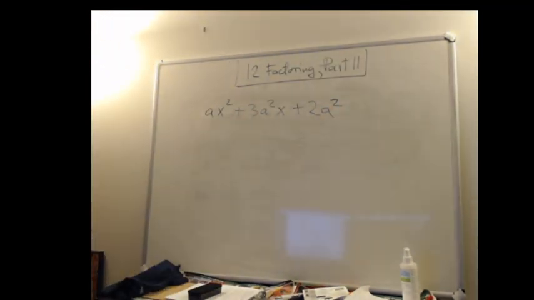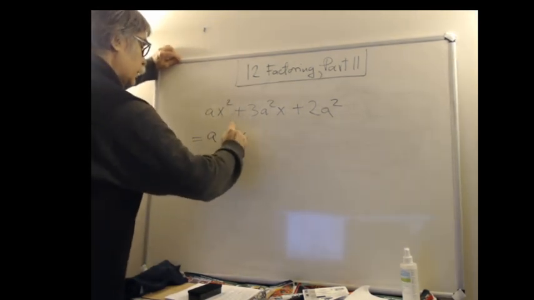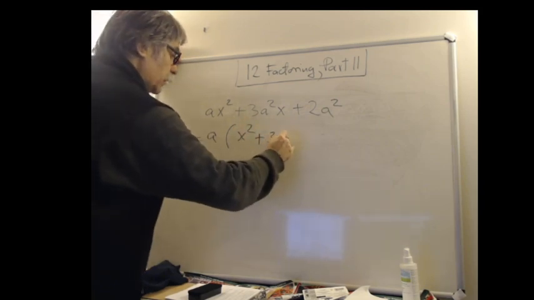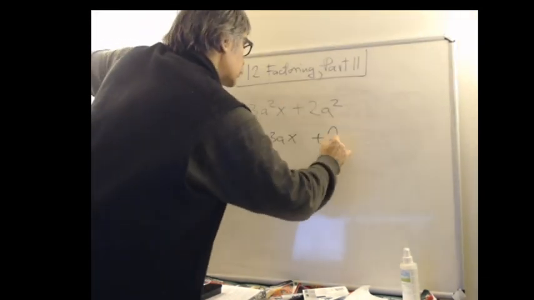Okay, the one thing you'll notice immediately here is that you have a common factor. The common factor here is an a. Actually, yeah, there's nothing else, right? So that common factor ought to be taken out. So you got the a. Now you have the x squared, you have the 3ax, and then you have a 2a.